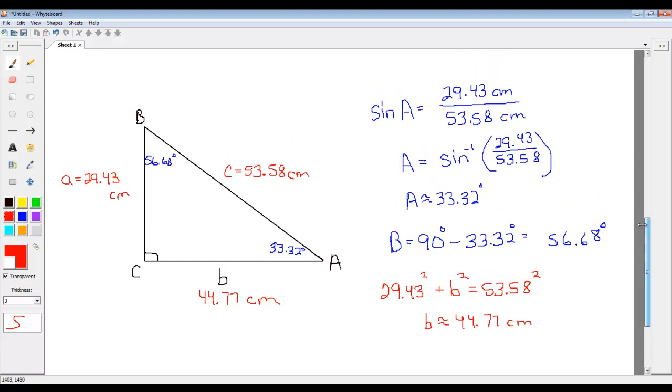Okay, so that's how to solve a right triangle. Next, we're going to dive into some applications, but I'm going to save that for a separate recording. Thank you for joining us.